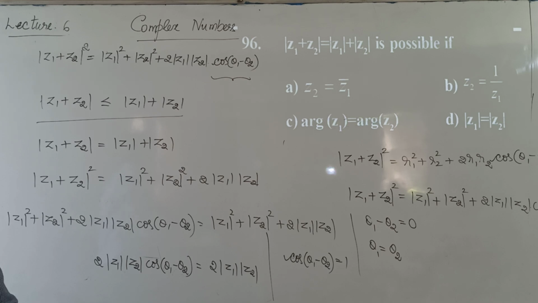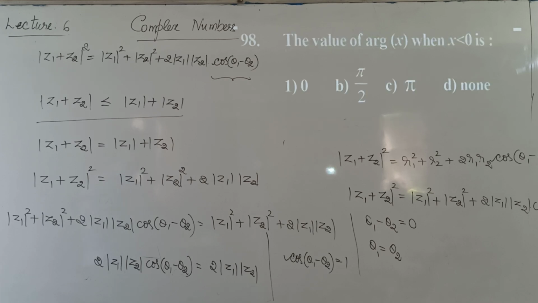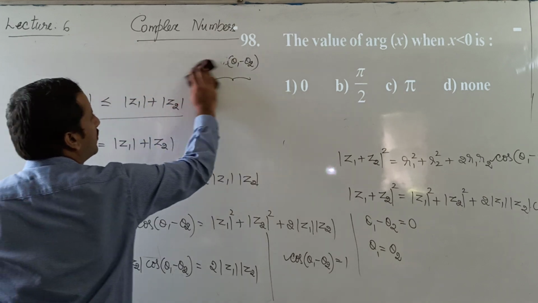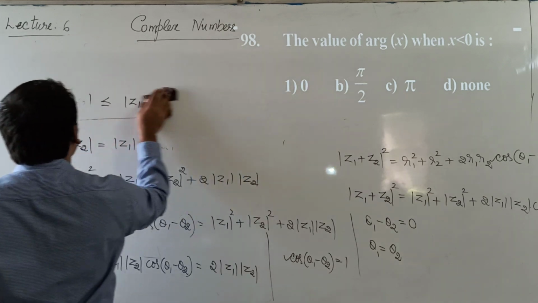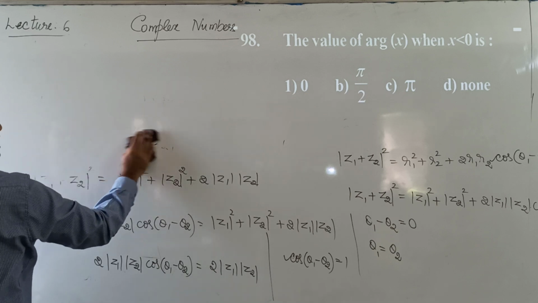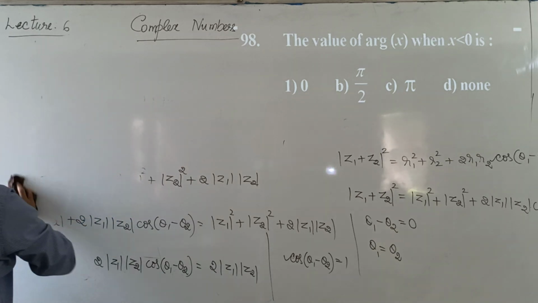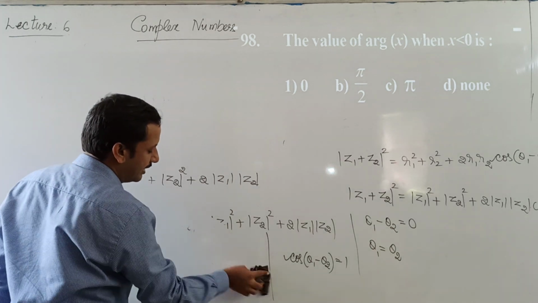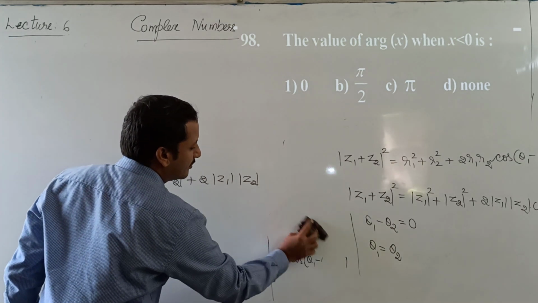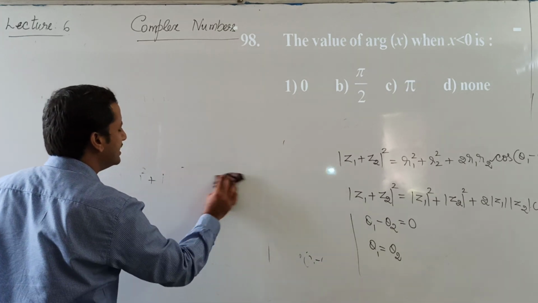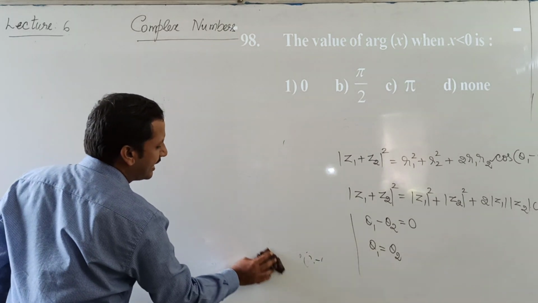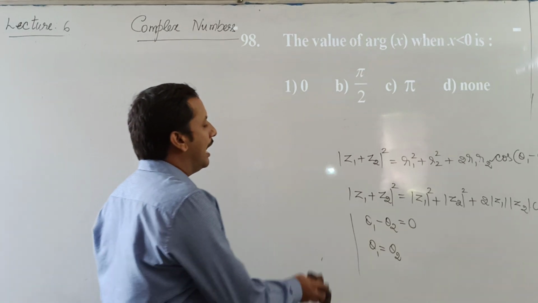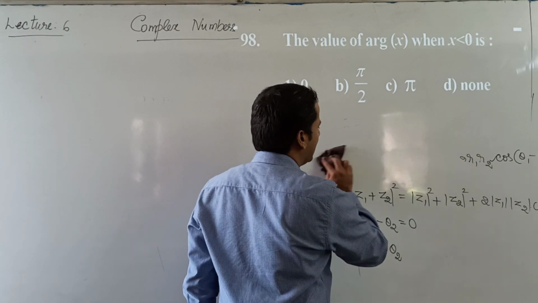Okay. Let's move to the next question. The value of argument of x when x is less than 0. X is negative means it has to be a real number. So x must be a real number and it is negative.